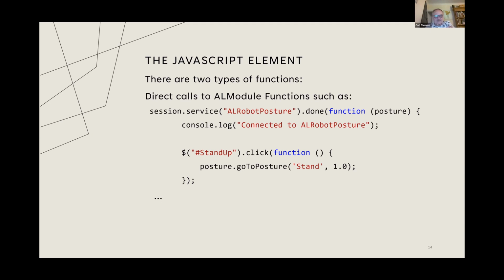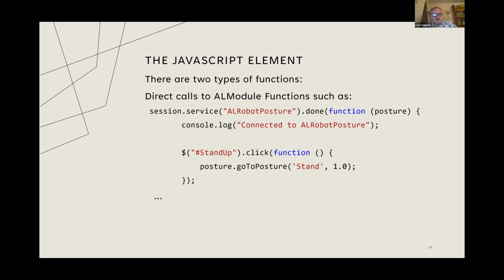So in our case, it's an image button type element, so that when I click on it, hence the dot click, I call posture, and then the function call go to posture, and there's a predefined posture called stand, and the 1.0 just says do it in your own time. You can actually control the timing on them, but you're best just to let it do it in its own time. That way you won't hit any problems with the animations.